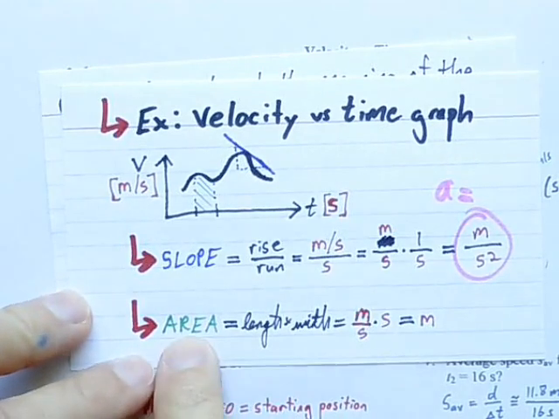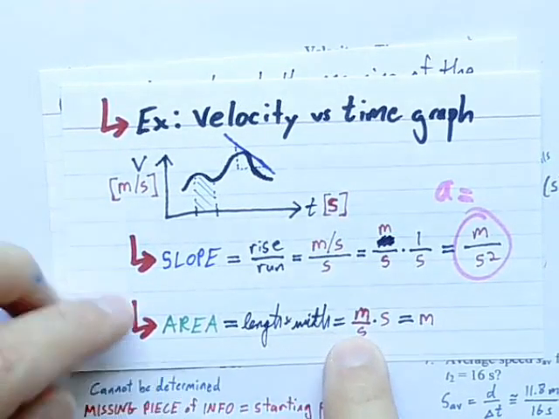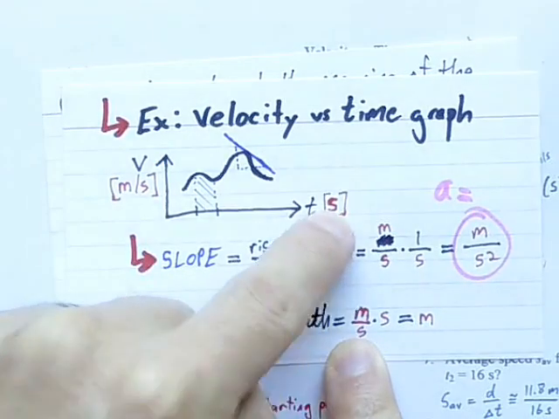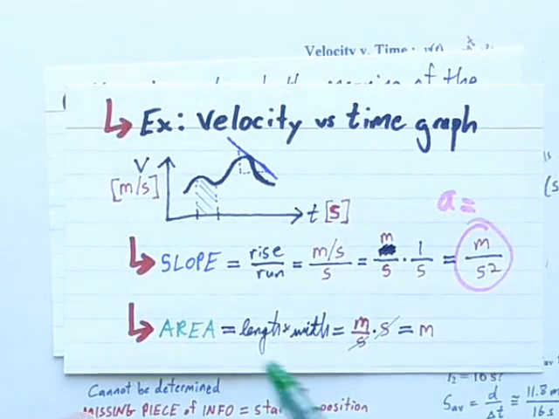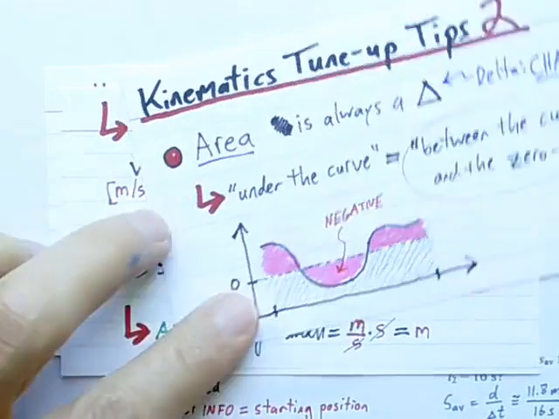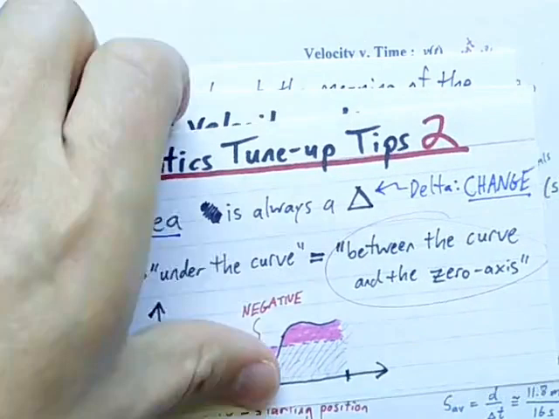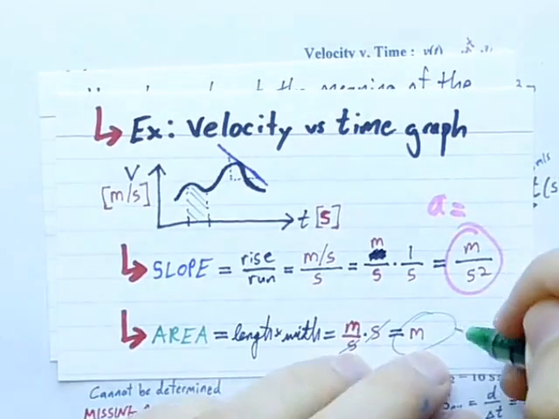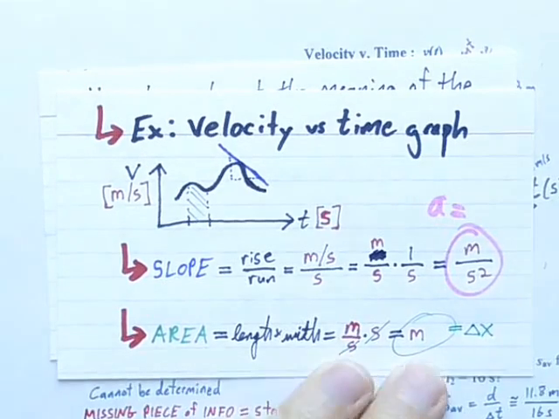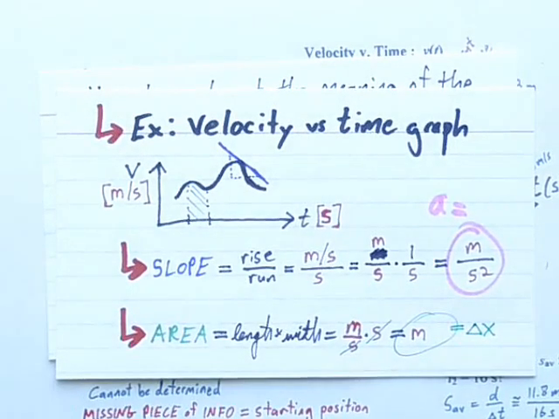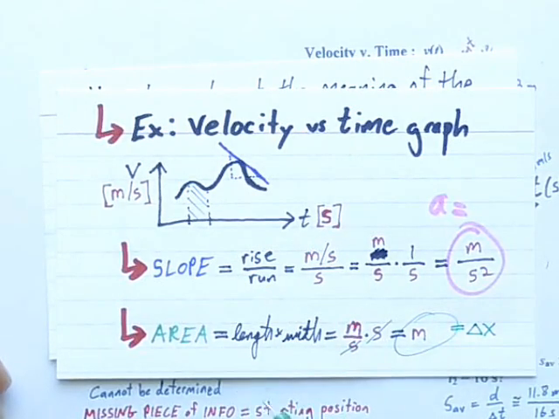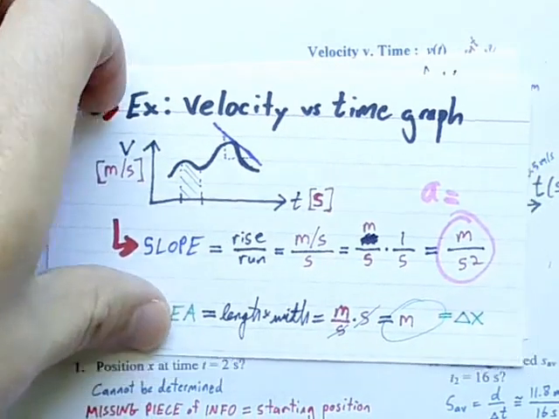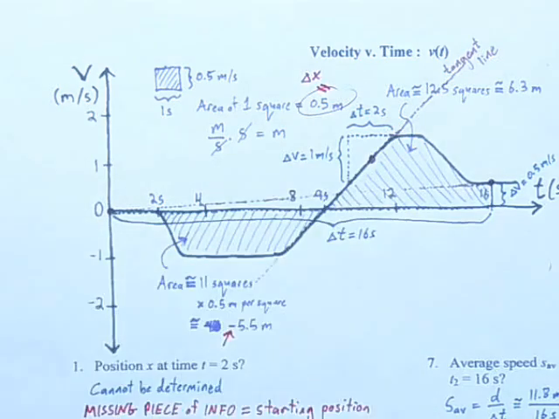Now, how about the area on a velocity graph? Length times width. Okay, so meters per second times seconds. And here we see seconds cancels out, leaving us with meters. So the area represents some distance or position. But it can't just be position, because an area is always a change, a delta. So this must be equal to the change in position. So there you go. Examine the units to figure out the significance of the slope or area on a graph if you forget the significance of the slope or area on some particular graph.